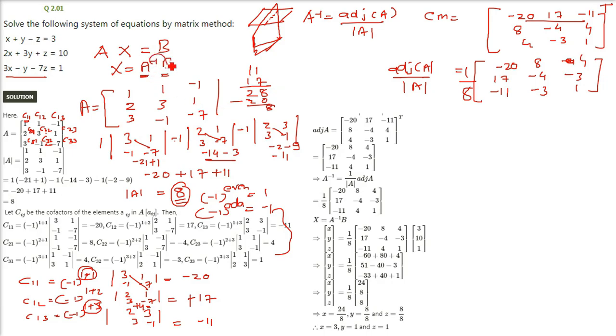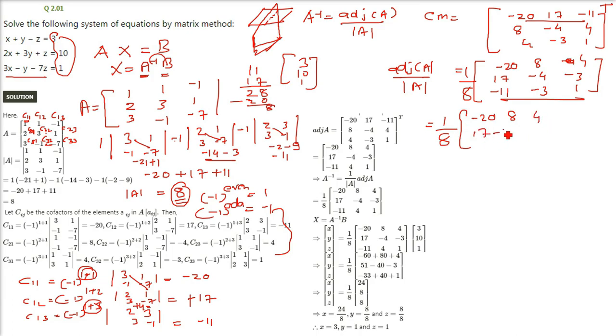Now A inverse into B. So you have to take the multiplication of this particular matrix which we got with 3, 10, 1. So let us multiply this with 3, 10, 1. So 1 by 8. I'll show you one of the values. Minus 20, 8, 4 and 17, negative 4, negative 3, minus 11. And then we have, as I said, it is 4. Just read it as 4. It is not negative 3. 3, 10, 1. So the matrix multiplication is up to you. I hope you'll be able to do it.